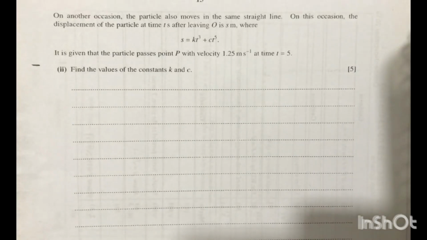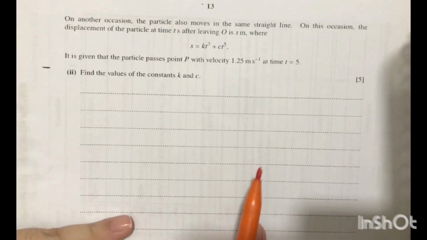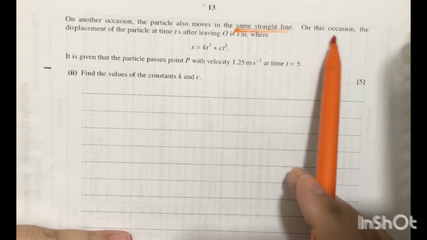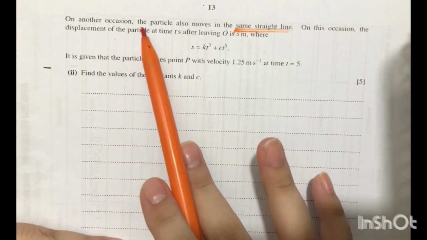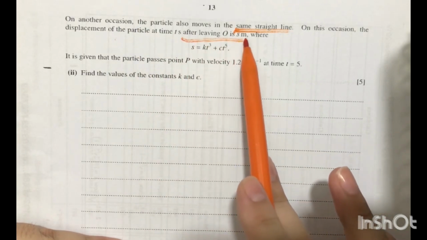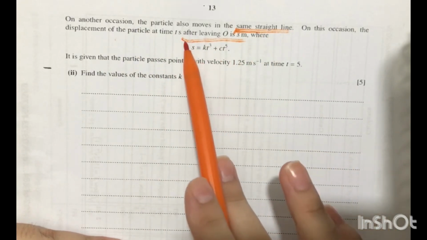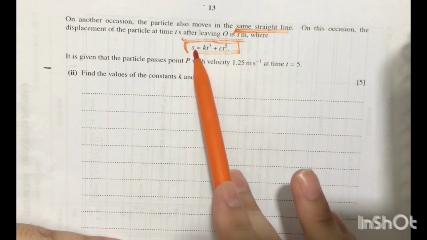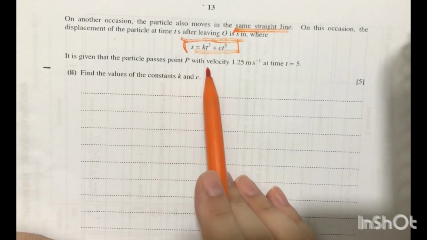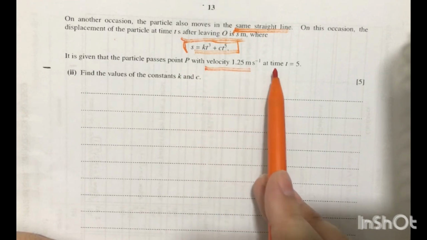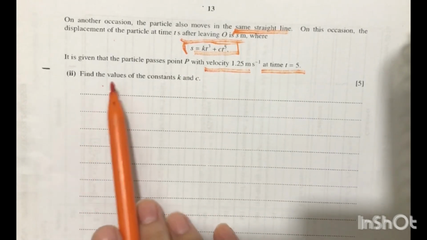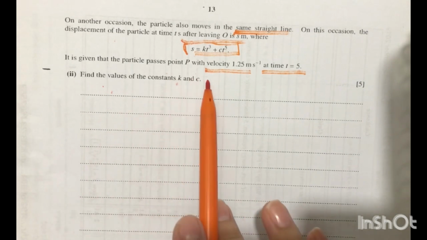Part B. On another occasion, the particle also moves in the same straight line. On this occasion, the displacement of the particle at time t seconds after leaving O is s meters, where s is equals to this equation. It is given that the particle passes point P with velocity 1.25 at time t is equals to 5. Find the values of the constants K and C.